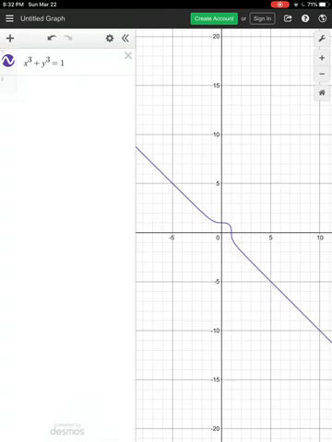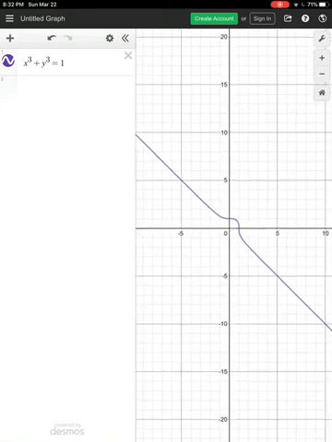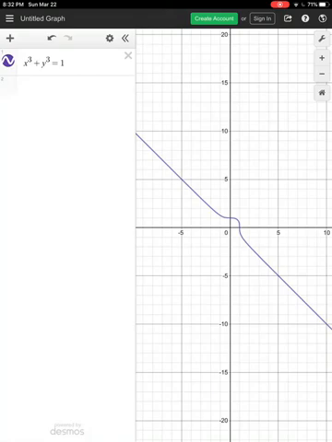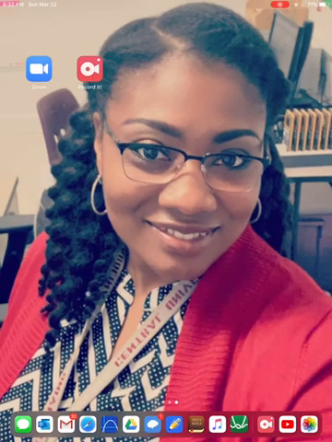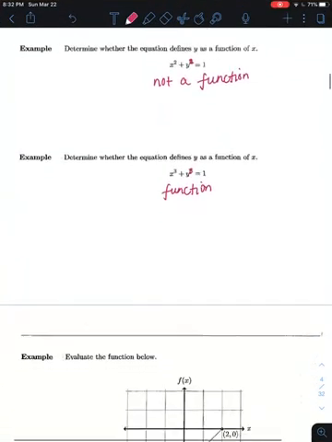All right, so that's a nice, interesting curve. Definitely if I darken in all the points on this graph, I'm only going to hit one point at a time. So this would be considered a function. So again, just look at the exponent for the y variable.